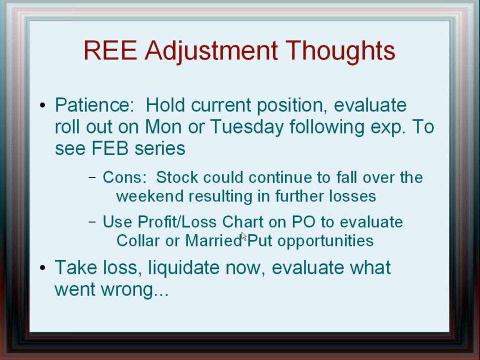And you could also use the profit and loss chart, as we did before when we were evaluating that first married put, to see if there were collar or married put opportunities that could help us limit our risk but still have a potential gain. And our other choice, of course, is to take the loss, liquidate right now, and then evaluate what went wrong. But just because a rollout opportunity is shown in the profit and loss portfolios doesn't mean you should feel forced to make the trade right now. Evaluate it using that simulate trade feature to see the two comparisons side by side and see, does this match my personal risk reward tolerance? Does this match my goals and my expectations of what's coming up next?